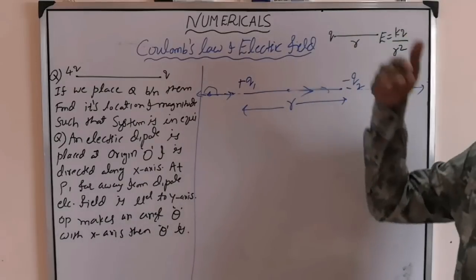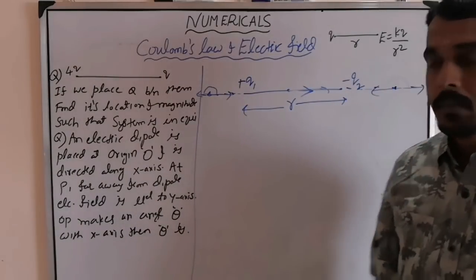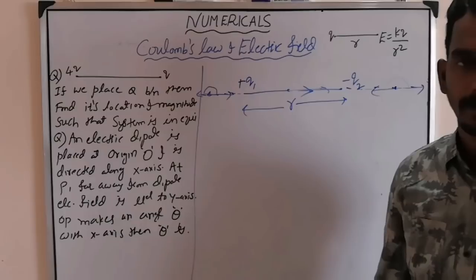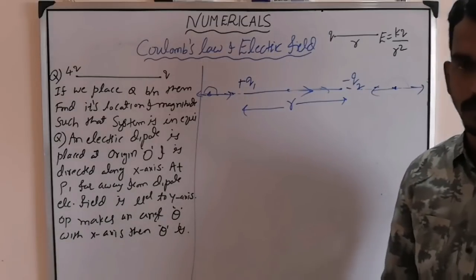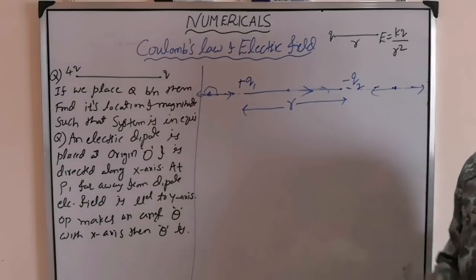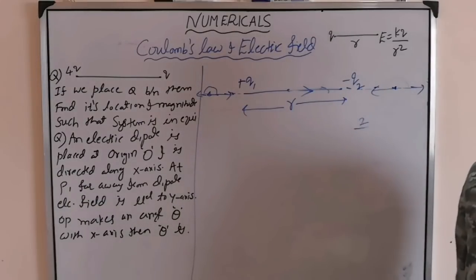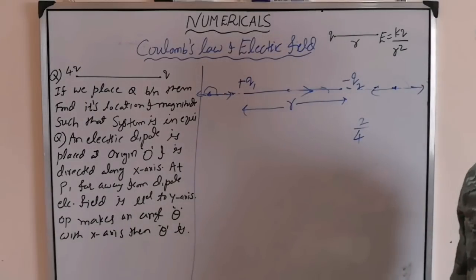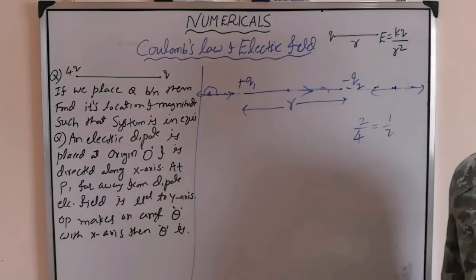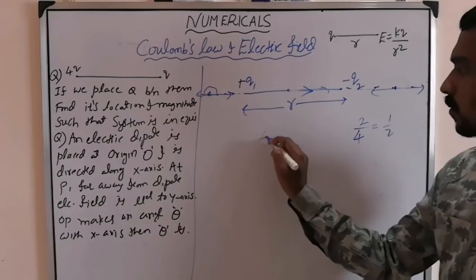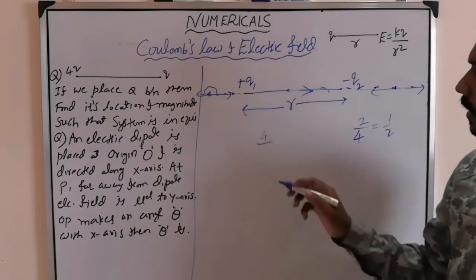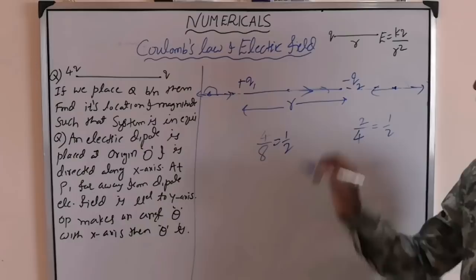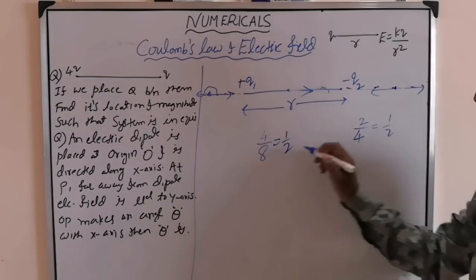So small by small, big by big, the ratio becomes equal. But small by big, big by small, the ratio never becomes equal. You understand what I said? No. See, if the charge is smaller, let's take 2. Now this r square value is 4. How much is the ratio? 1 by 2. Now this charge is 4. Now this distance r square is 8. Then what is the value? 1 by 2. So 1 by 2, 1 by 2.